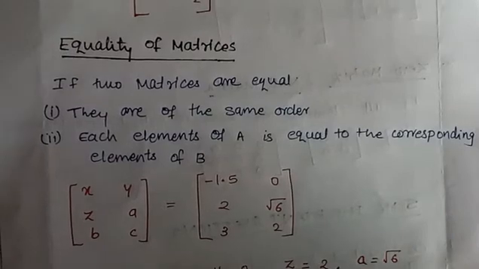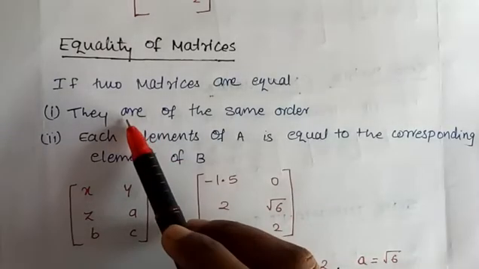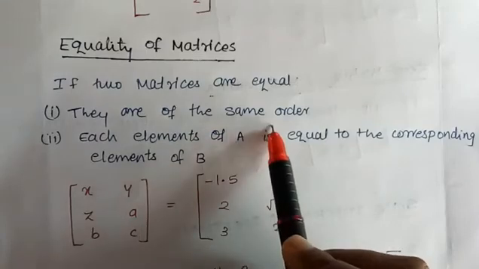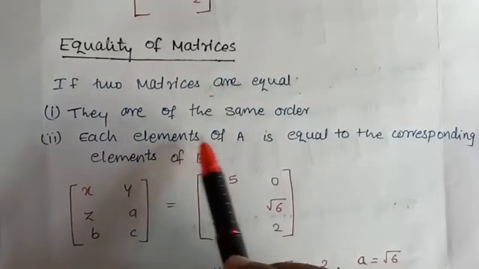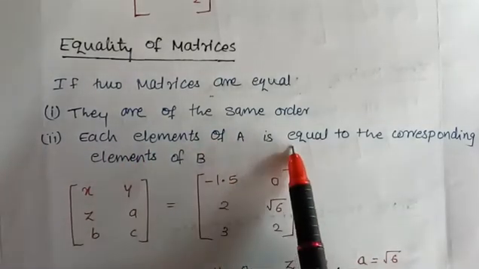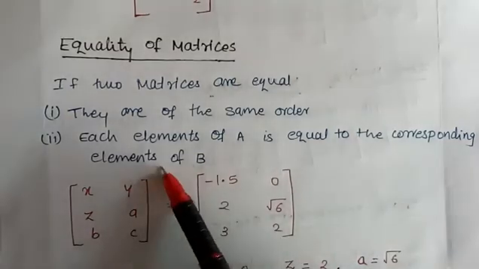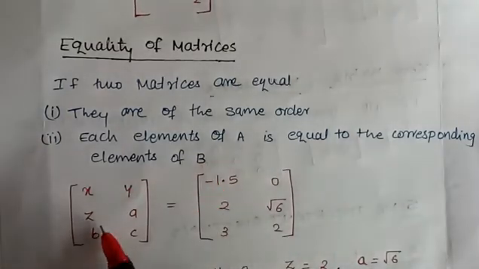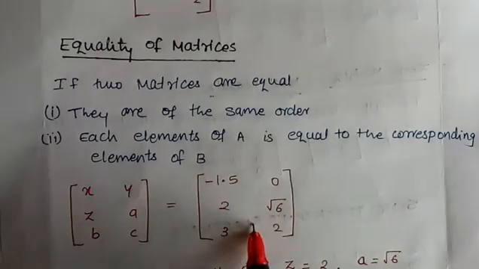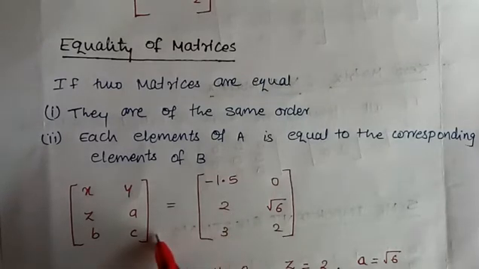Another important point is equality of matrices. How can we say that two matrices are equal? They are of the same order, and each element of A is equal to the corresponding element of B. Suppose this is one matrix and this is another matrix. Then we say that these two matrices are equal. And in this case, the order of the matrices is the same.